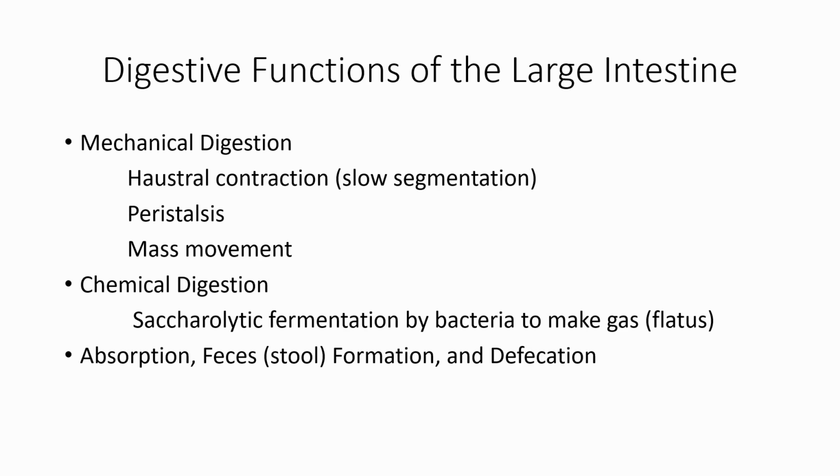If we look at the functions, mechanical digestion is part of it because we're going to go through haustral contraction or slow segmentation. Peristalsis, so that rhythmic movement, we're going to move that mass in general. And then chemical digestion, we do have bacteria that will go through their own fermentation process, which makes gas, so flatulence, right? So for lack of a better term, it makes you fart. And then it will help us absorb things like water, as well as vitamins that the helpful bacteria can make for us. We will form the feces, also known as stool or poop, and then defecation. We're going to get rid of it.